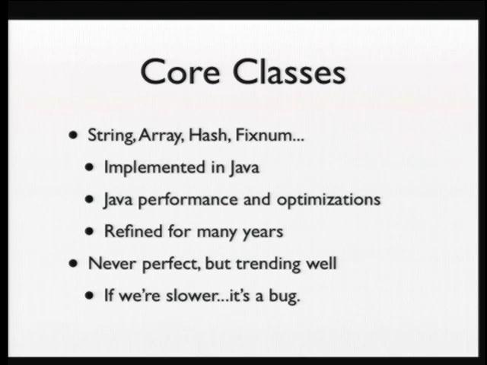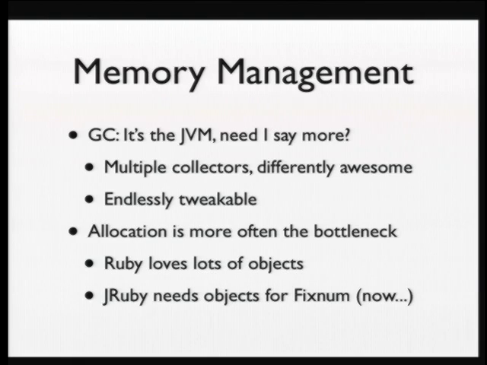So as far as JRuby goes, all of the core classes, strings and arrays and whatnot, are all implemented in Java. So we get that performance automatically. They've been refined for several years that we've been working on JRuby, using whatever tricks we can find from the C implementation, tricks that we know on the JVM. And of course, the performance is never perfect for these, but it's trending well. Pretty much any of the core classes in JRuby should be faster than the C implementation's versions. And if they're not, we want to know and we want to fix it. So there's a lot of effort going into that.